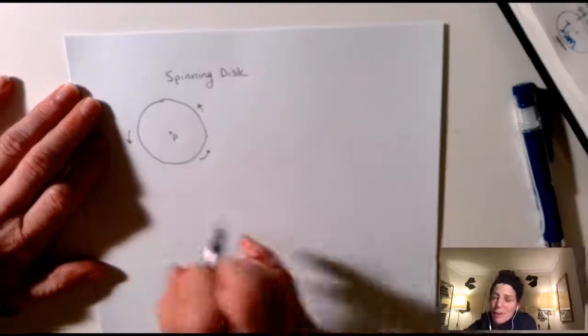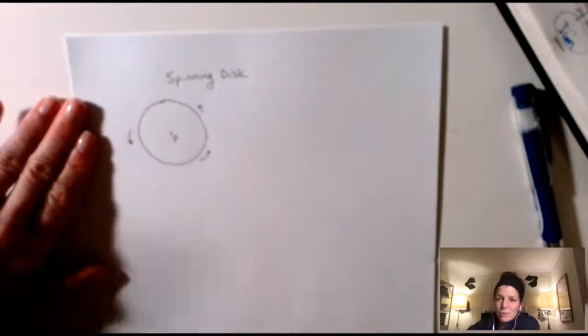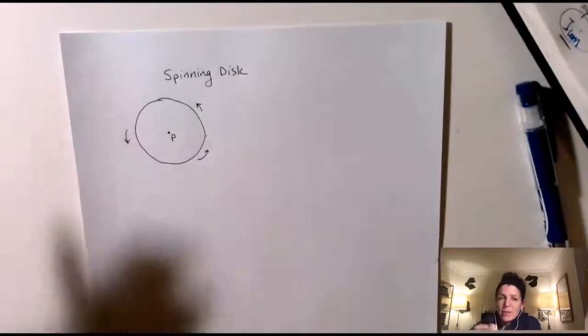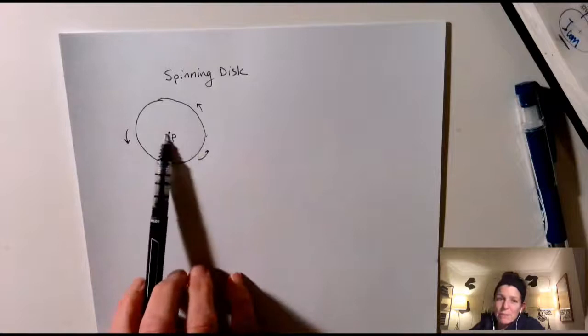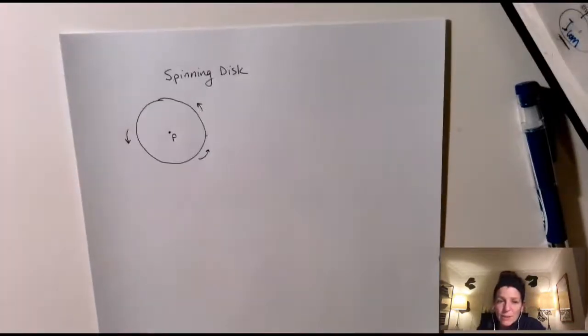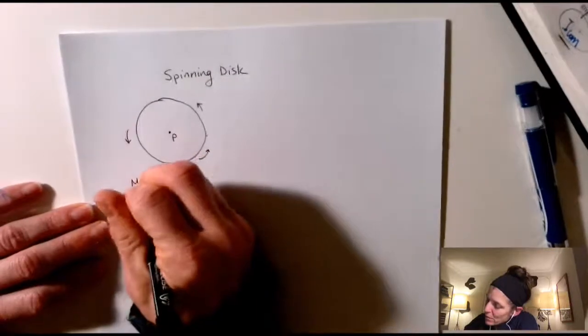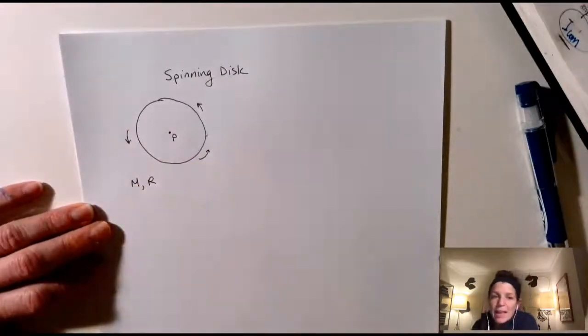Okay, so remember, I want to get the moment of inertia of this thing spinning around this point P over here, which is like an axis through its center that way. So it's spinning, you can see my arrows, and I want to get its moment of inertia through the center. Let's say it has a mass m, a radius r.